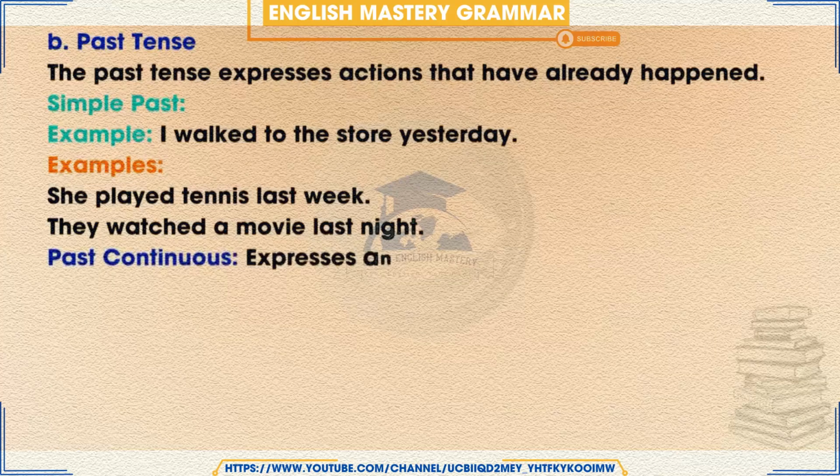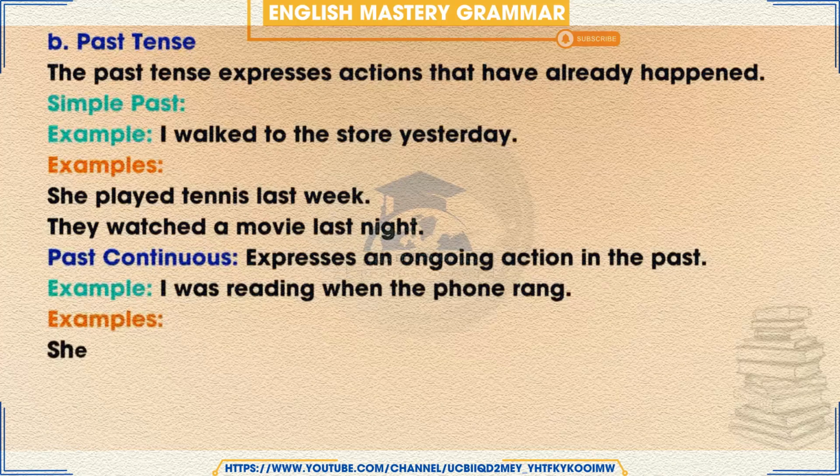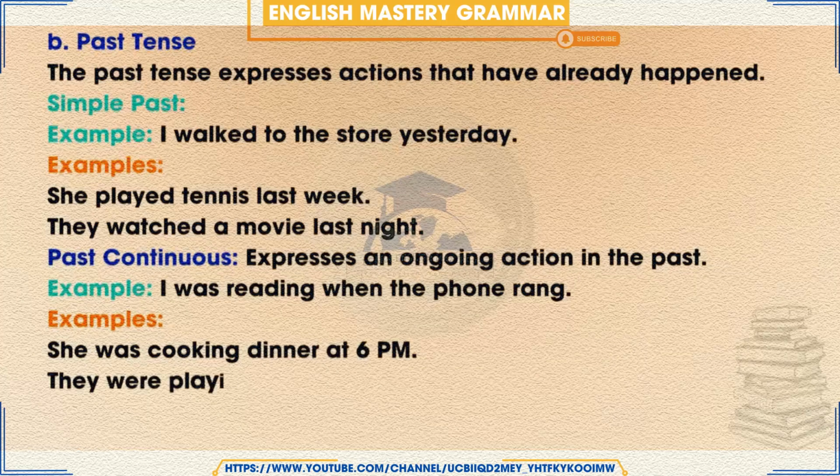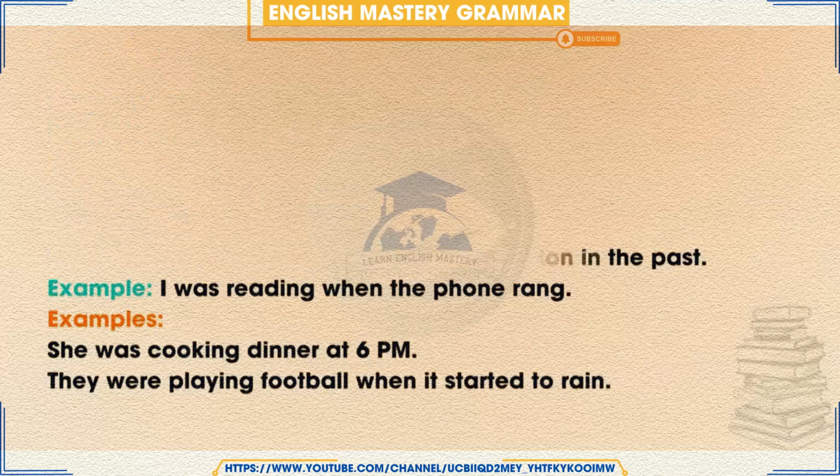Past continuous expresses an ongoing action in the past. Example: I was reading when the phone rang. Examples: She was cooking dinner at 6 p.m. They were playing football when it started to rain.